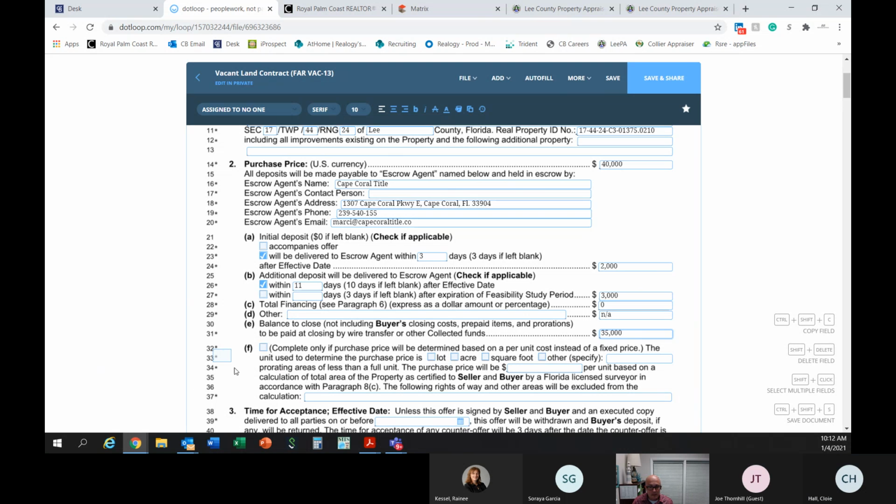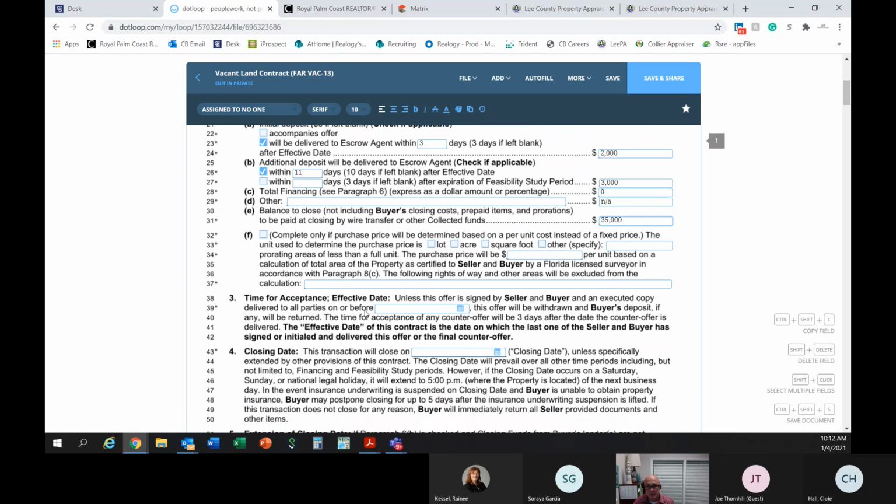Okay, so typically, more than likely, this will be used when developing an entire community or a large development similar to that, where you will have multiple lots and you will have to determine the calculation of the total area and what's specified here. Probably not going to use that much at all.